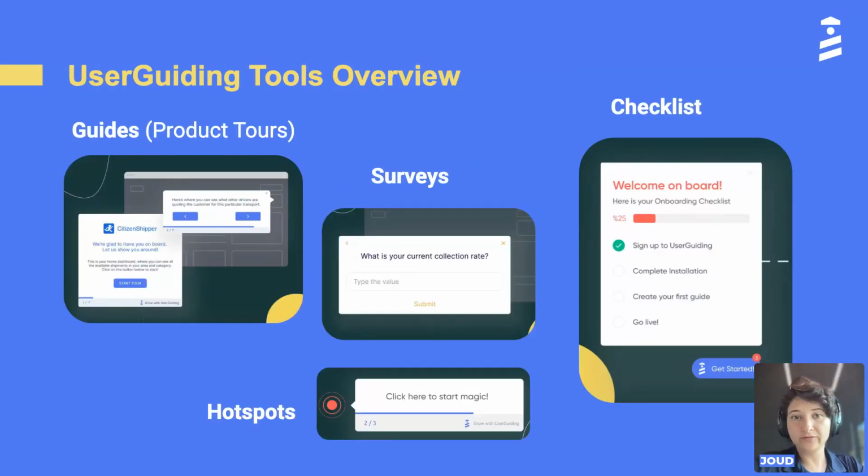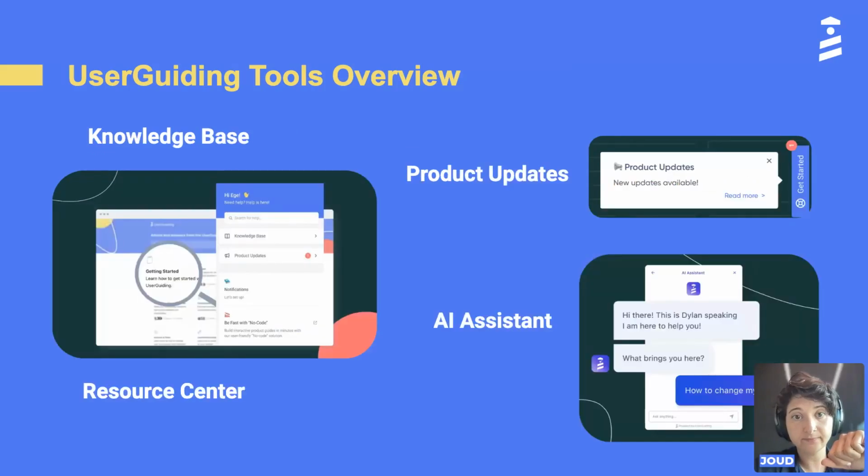So just a quick overview of the tools. We have the guides. This is the bread and butter of UserGuiding. But as we're growing and developing, of course, we're adding new tools as well. With that are the hotspots. This is great for feature releases and icons. If there's any part that you think your users are struggling with, you can add those to gather feedback. We have the surveys, and the checklist is a part of onboarding as well. Then the knowledge base, the resource center, product updates, which act like a changelog, and the AI assistant.